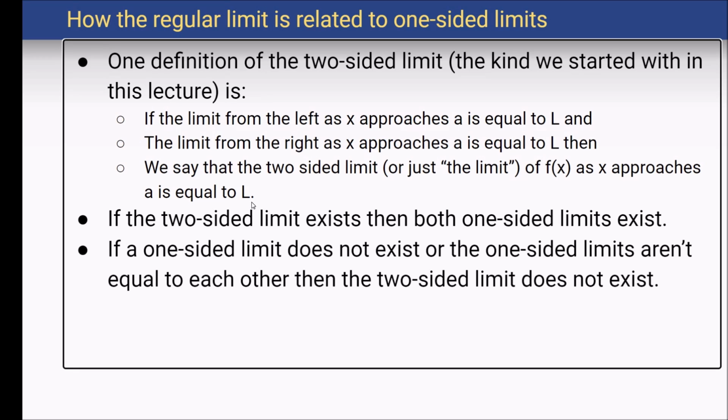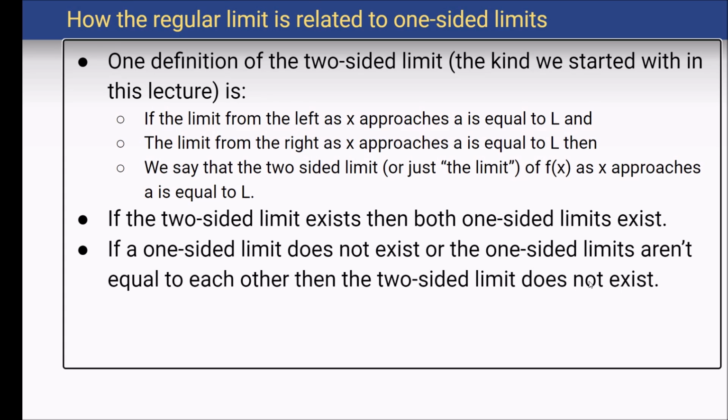So what I'm saying here is basically, in order for there to be a two-sided limit, the one-sided limits have to be the same, right? If the two-sided limit exists, then both one-sided limits exist. That's true. And if a one-sided limit does not exist, or the one-sided limits aren't equal to each other, then the two-sided limit does not exist.